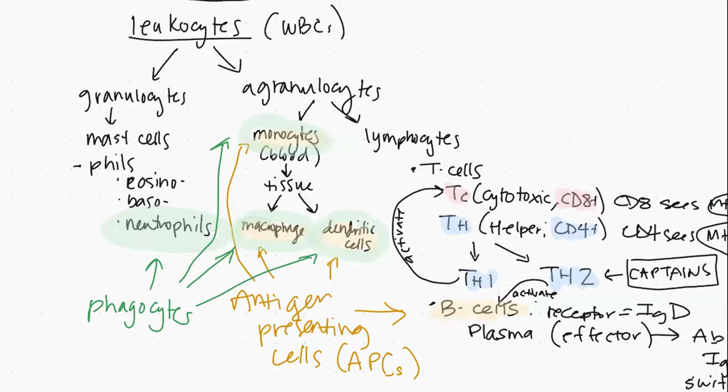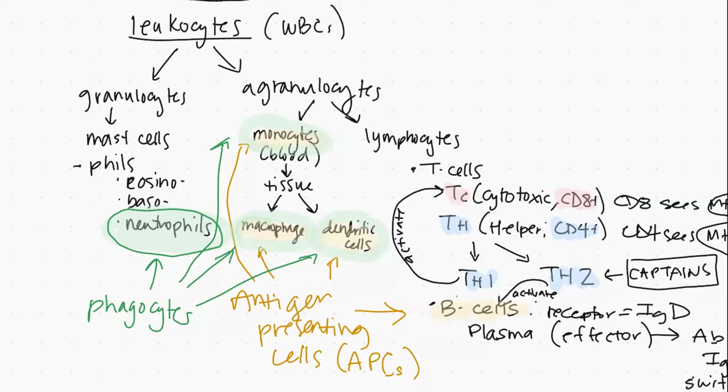Our antigen presenting cells will be our monocytes, our macrophages, our dendritic cells, and our B cells. So our deviants here will be our neutrophils on the phagocyte side. They are phagocytes, but they are not antigen presenting cells. Whereas B cells are antigen presenting cells, but they are not phagocytes.